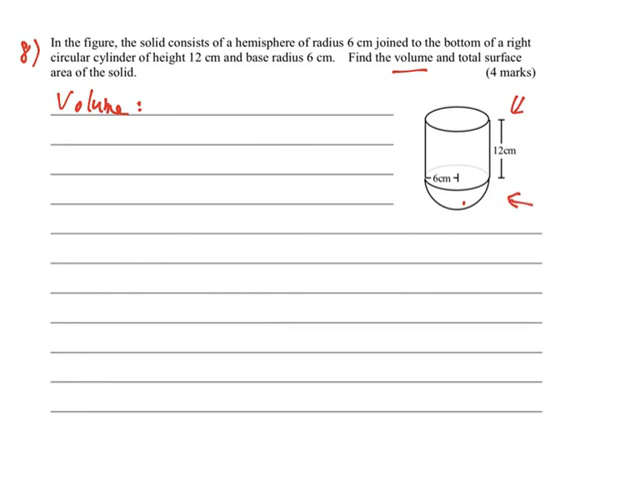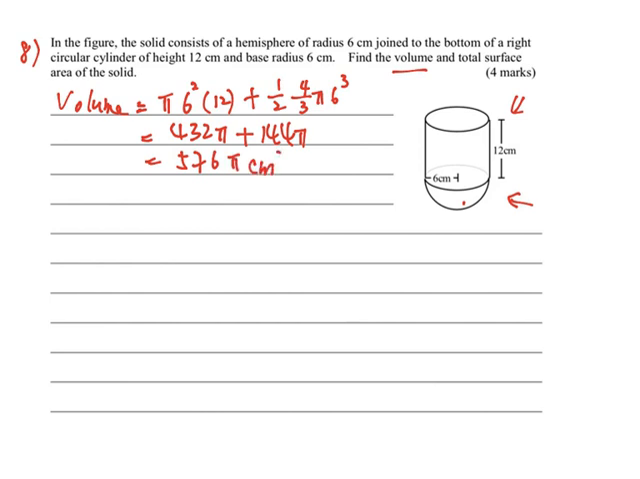For volume, we have two parts, the upper part and then the lower part. For the upper part, for cylinder, we'll use the area of circle times the height. And then for the hemispheres, this half of the spheres. So half for the spheres is 4/3 pi radius power 3. Then we can simplify: 432 pi plus 144 pi. It is 576 pi cm cube.